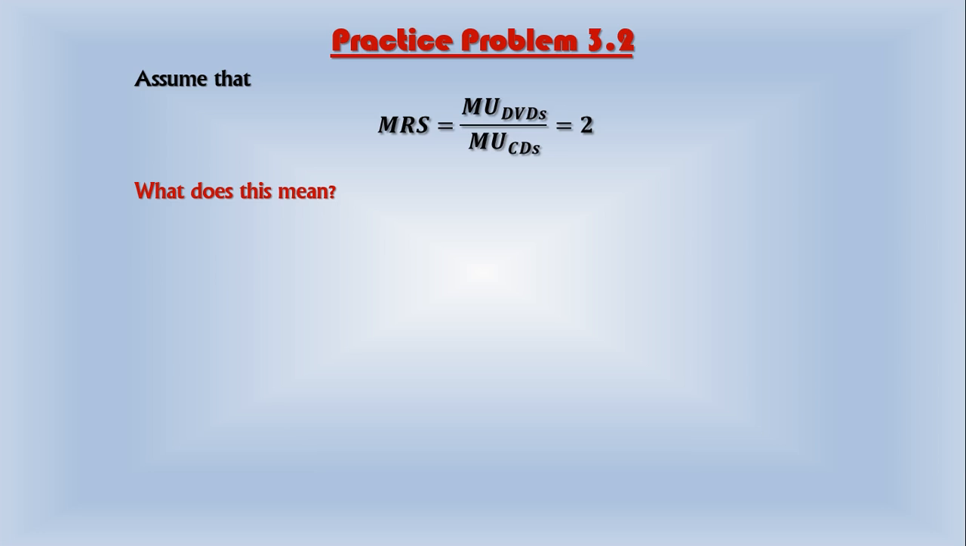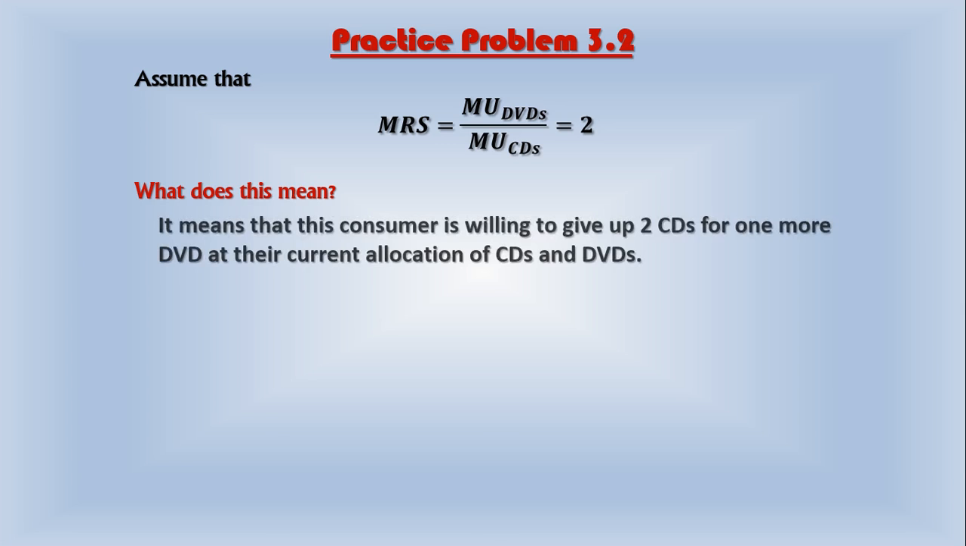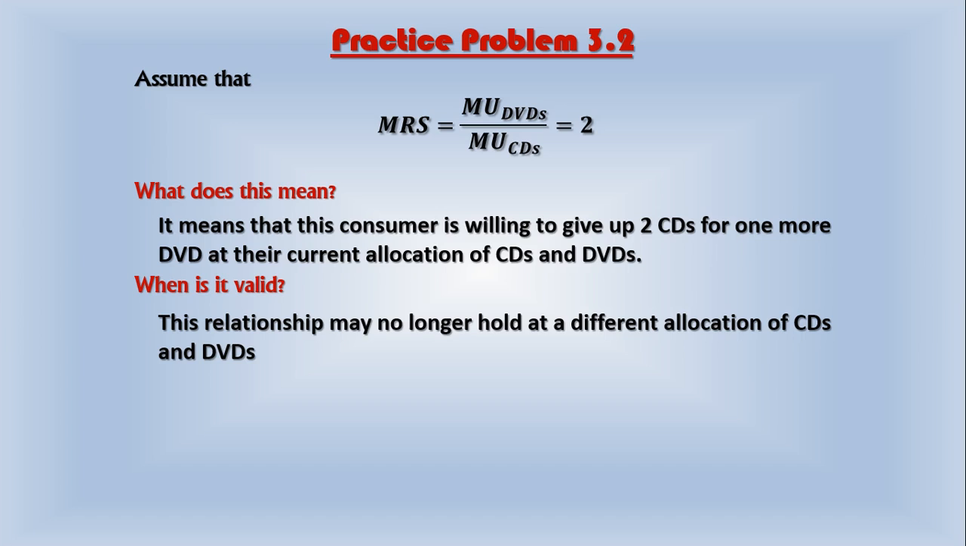Make sure you're able to understand what the marginal rate of substitution is telling us when we have some numerical value. So again, it means that the consumer is willing to give up 2 CDs for 1 DVD at their current allocation of CDs and DVDs. When is it valid? This relation may no longer hold at a different allocation of CDs and DVDs, because we know that the marginal rate of substitution is diminishing, changing as we move from left to right along an indifference curve.